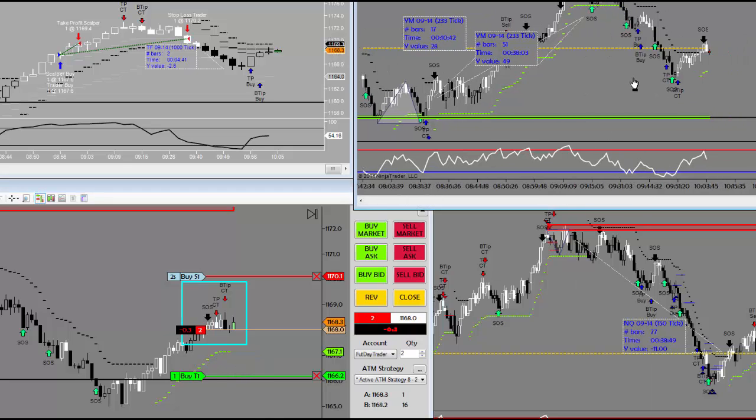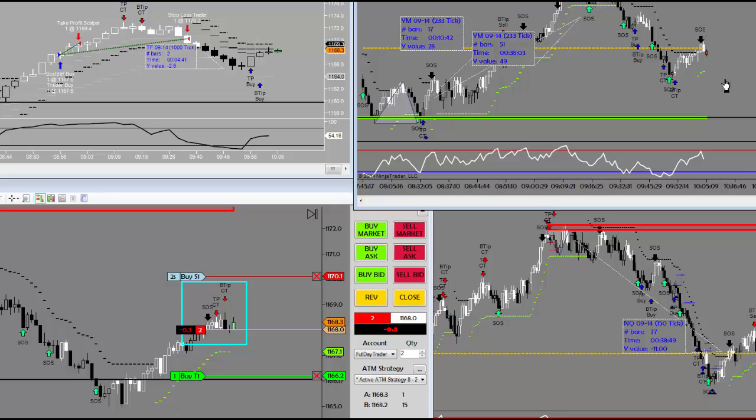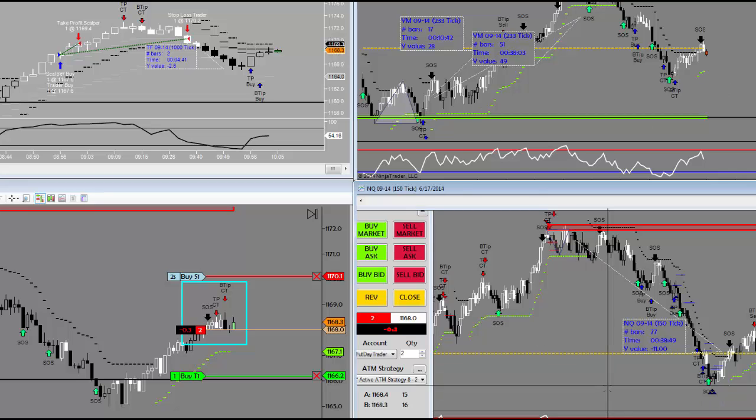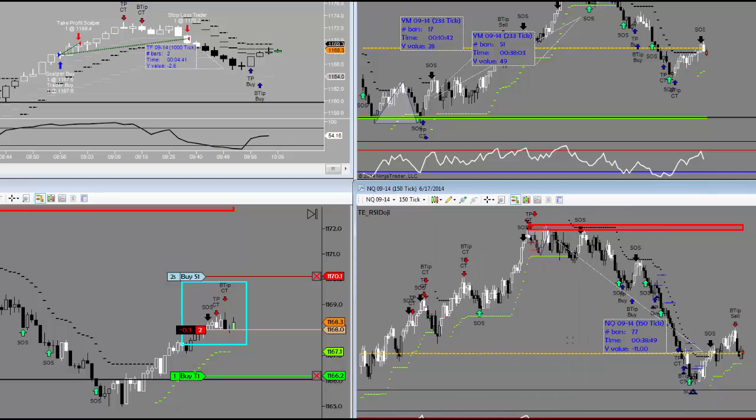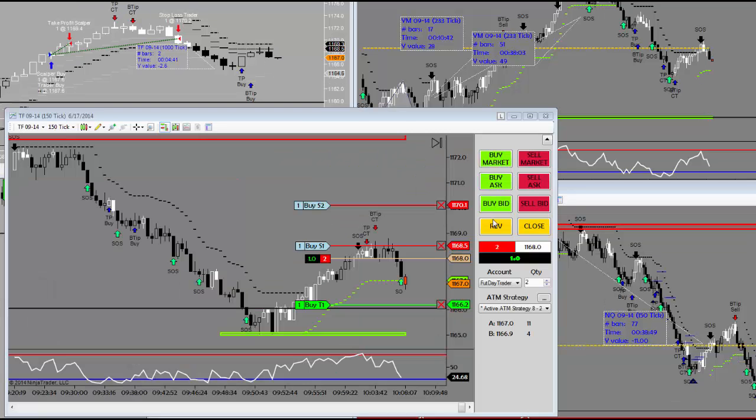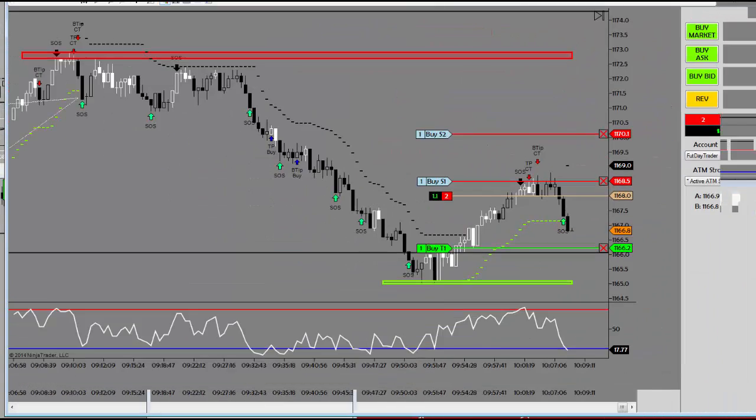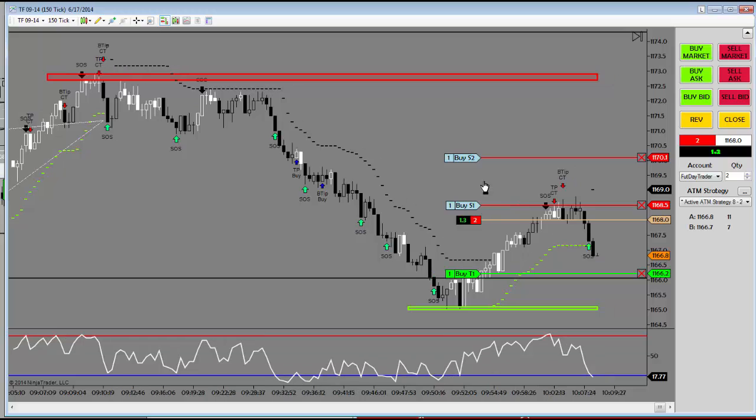Same type of setup up here on the top right on the Dow Jones. Our SOS has fired. We don't have a turning point or black tip yet. The aggressive. Okay, so there's the aggressive short entry. We're going to go down. I'm going to take profits on the first contract for 130. If target 1 is hit, then we'll trail the stops on the balance.